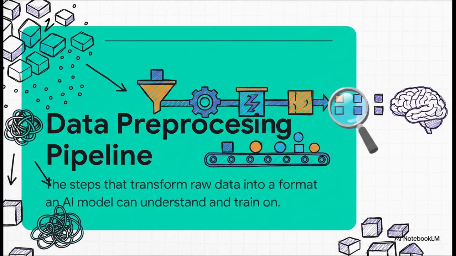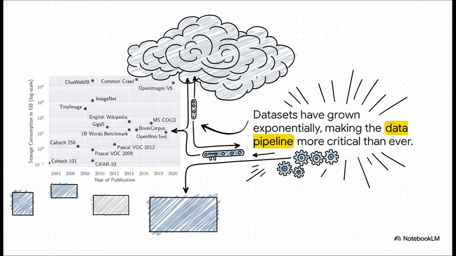Well, it's the entire sequence of steps, the whole assembly line that your computer has to run through to get raw data, like an image or some text, ready for the AI model. It's not just about opening a file, it's a whole series of transformations. And this problem has just gotten exponentially harder over the years. I mean, look at this chart.